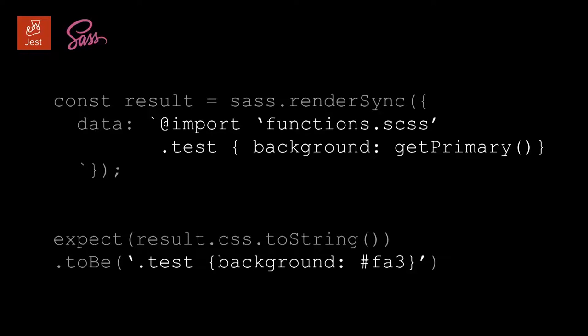Putting it all together, I can test my function like this. I import the function SCSS file in the data of renderSync. I test my function on a fake selector, and I expect the result to be the CSS I want to be returned by the function.